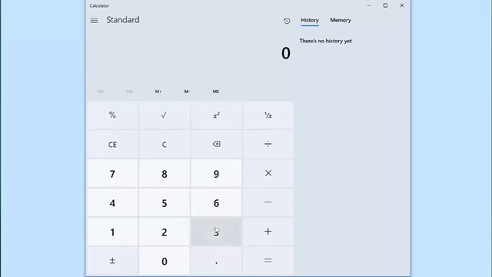Let's start out really easily. Let's take 3 and then add 6. We'd find out that equals 9. If we want to clear the calculator and start back at 0, we can hit the C key. The C key will clear the calculator.